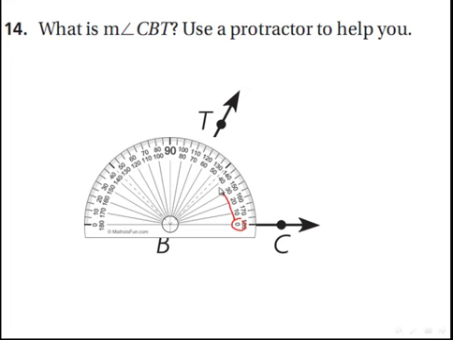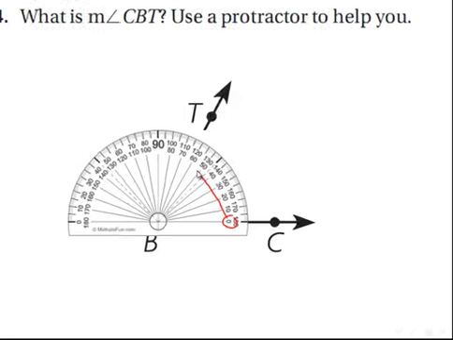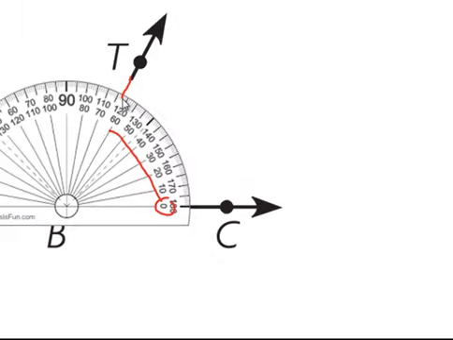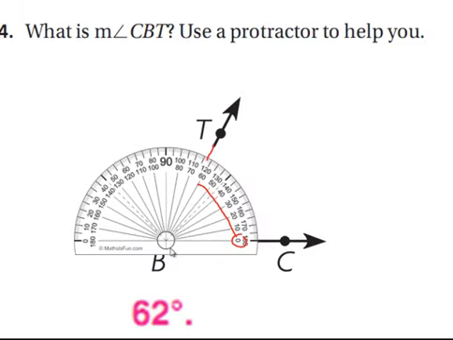10, 20, 30, 40, 50, 60, 70, 80. No. Come back. 0, 10, 20, 30, 40, 50. After 50, 60. And stop, because you see the ray here. Maybe 62, 63. Let's see my answer. It's 62 degrees. Try to do it in your book.